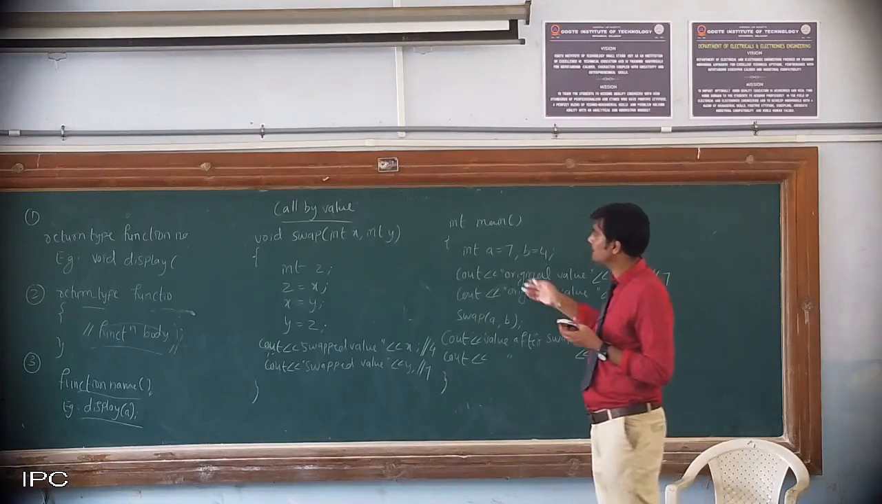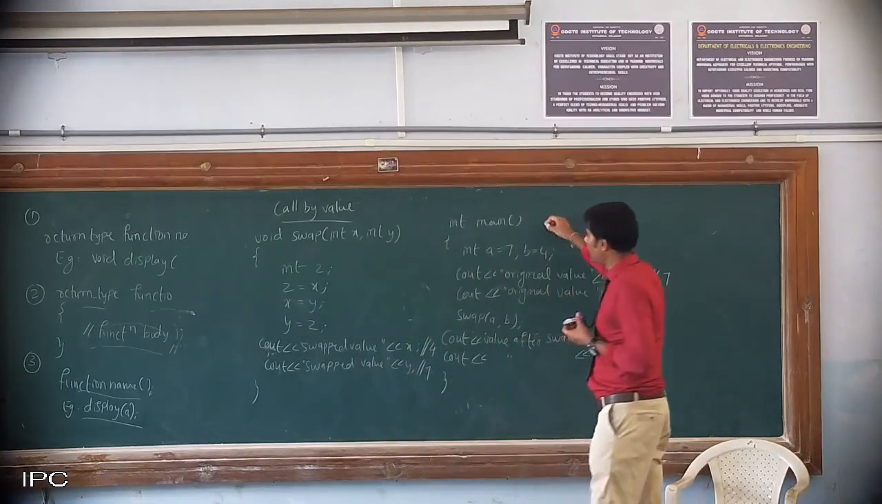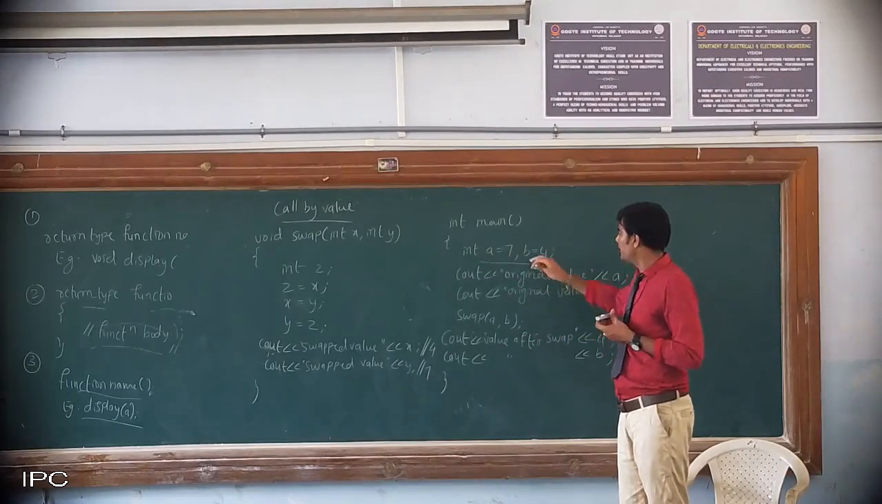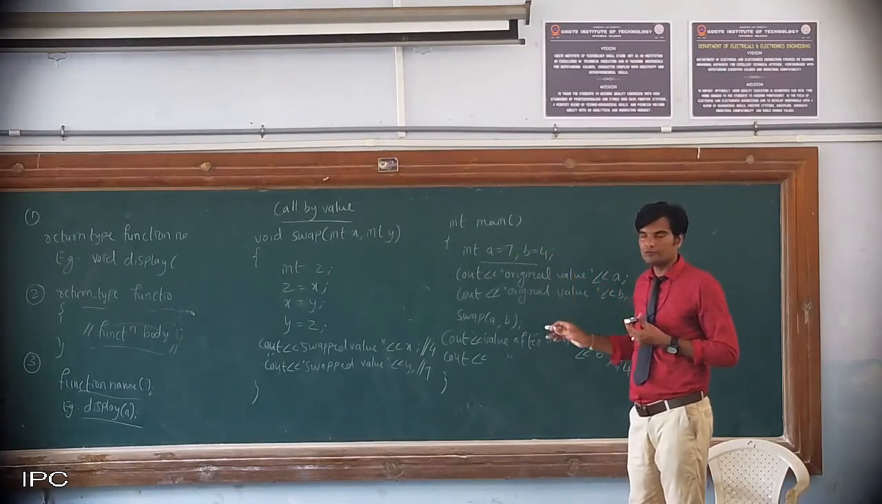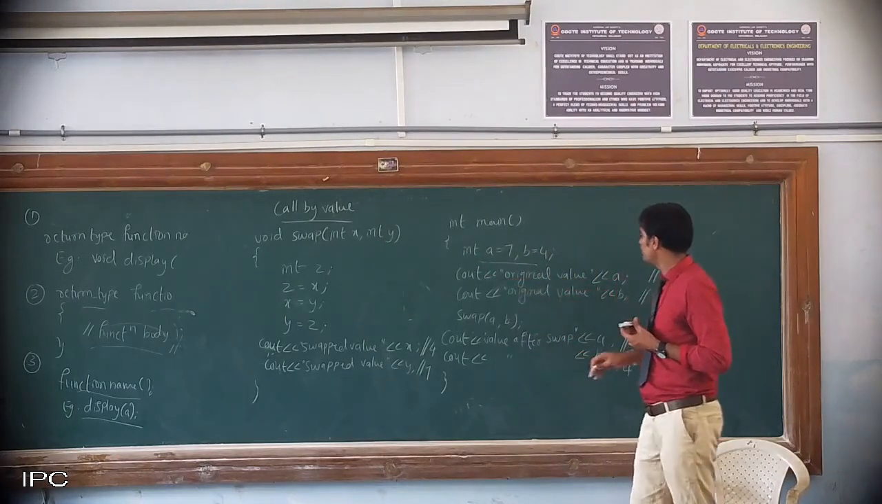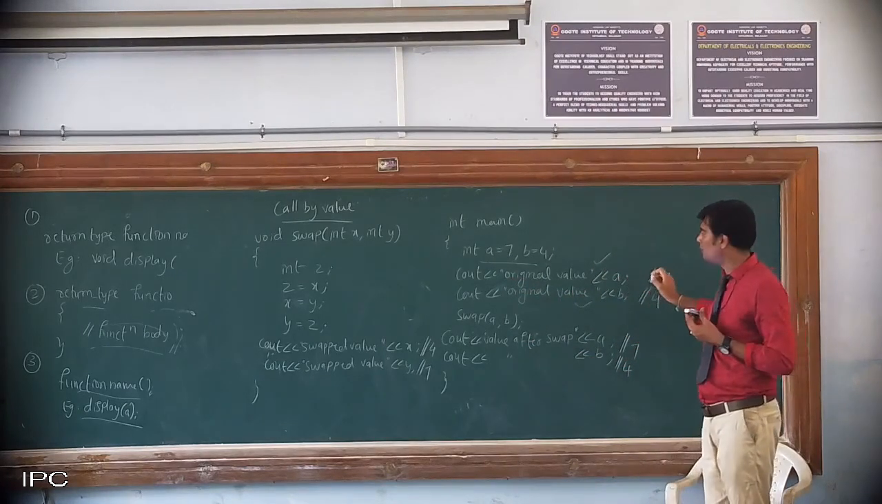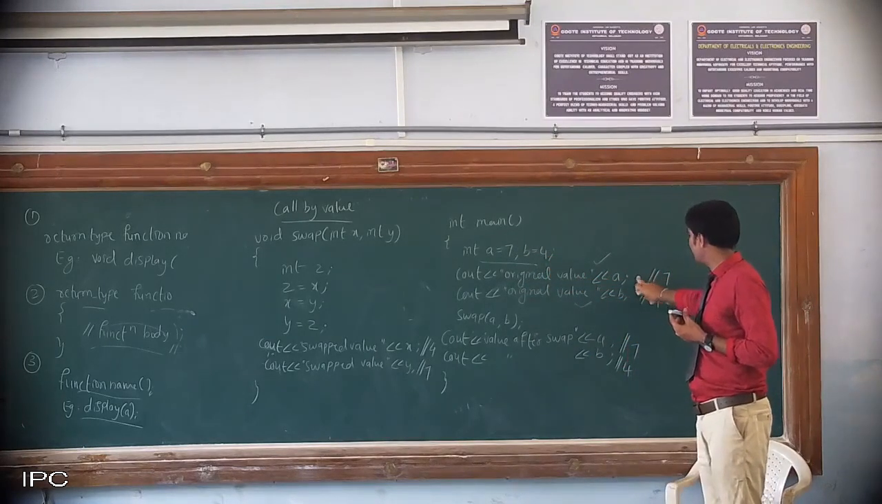This is an example program of call by value, starting with the main function. In the main function, we have declared two variables, int a = 7 and b = 4. A is assigned 7 and b is assigned 4. Then we have cout of the original value. What will it print? The original value. Since a is assigned 7 and b is 4, it will print a as 7.